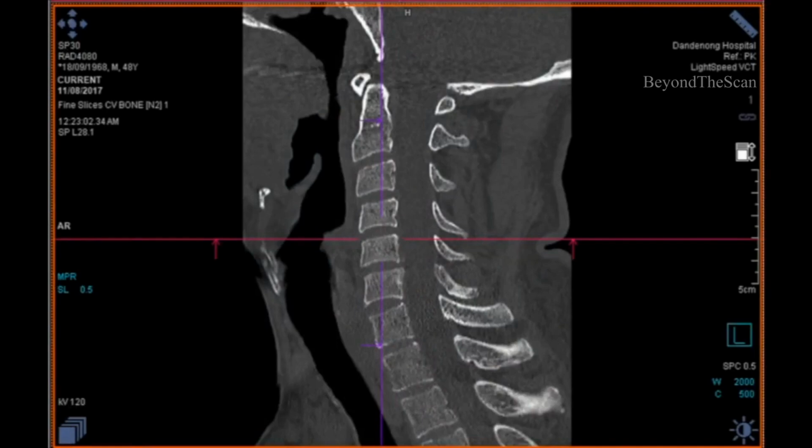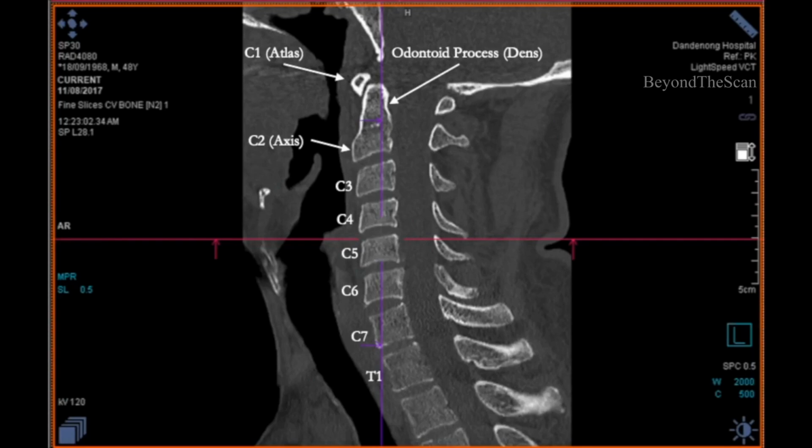First off, we have the mid-sagittal slice of our C-spine with the foramen magnum through which the spinal cord exits the skull. The ring of C1 surrounds C2's odontoid process, and the vertebral bodies C3 through C7 exist distally with their spinous processes posteriorly.